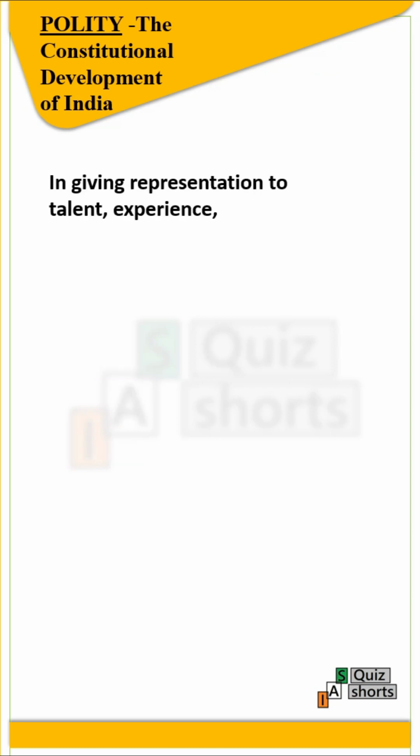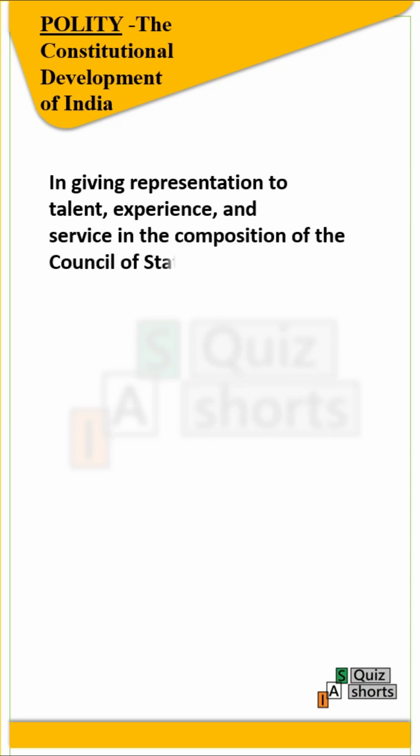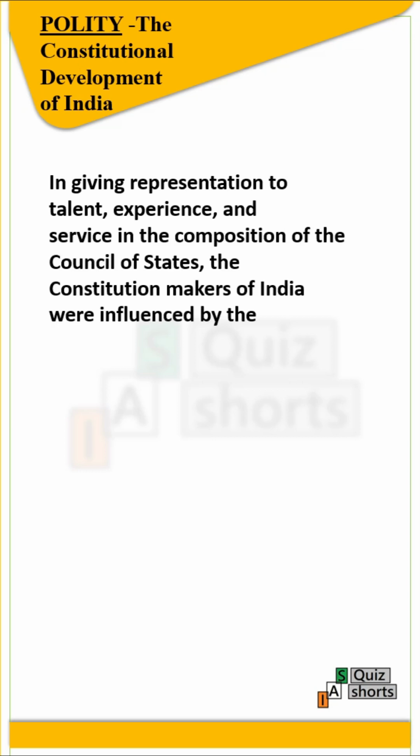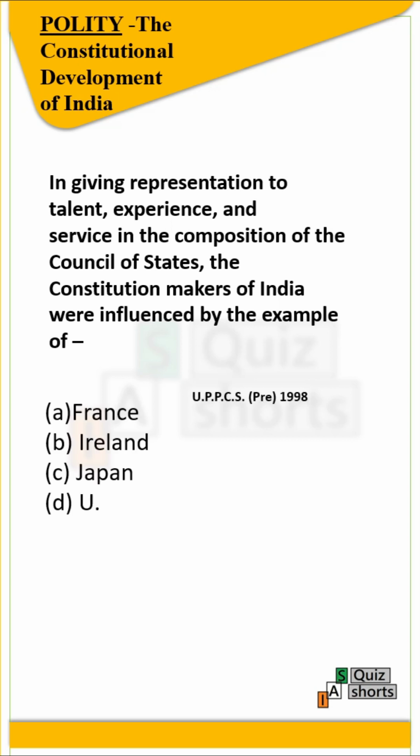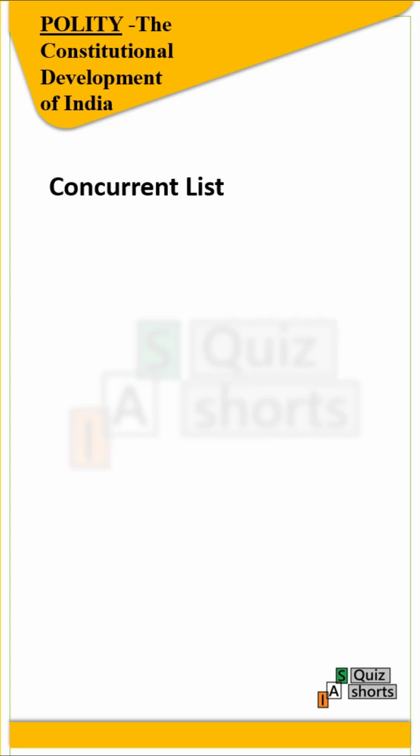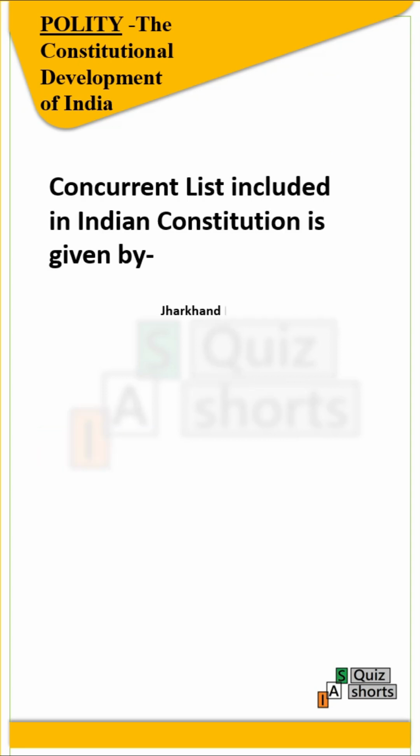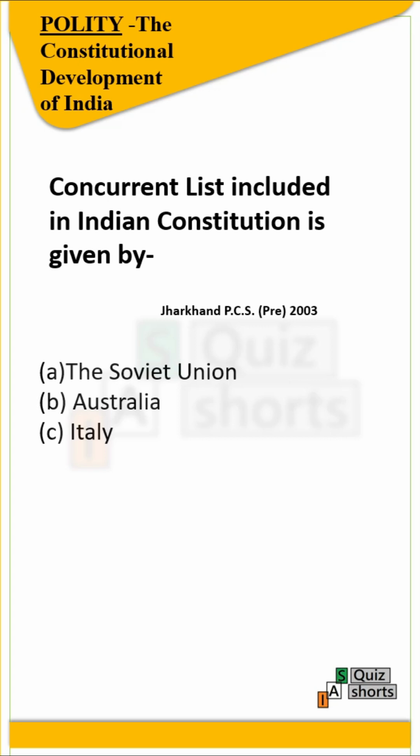In giving representation to talent, experience, and service in the composition of the Council of States, the constitution makers of India were influenced by the example of A. France, B. Ireland, C. Japan, D. USSR. Answer is option B. Ireland. Concurrent list included in the Indian Constitution is given by A. Soviet Union, B. Australia, C. Italy, D. Canada. Answer is option B. Australia.